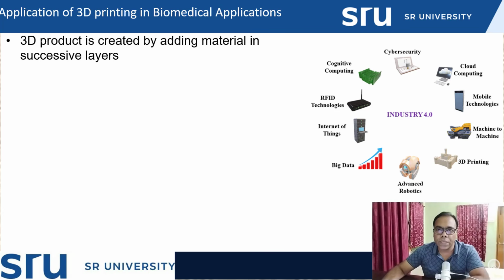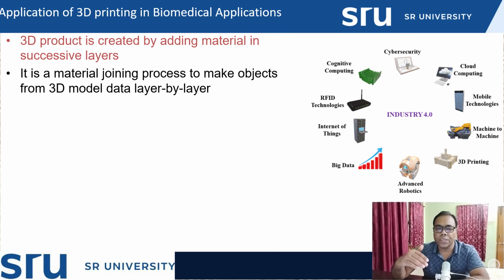So as we know, in the 3D printing process, printing or manufacturing takes place layer upon layer, or in successive layers. The material comes out either from a nozzle or from a powder bed, depending on the technique used for printing, and the material is built up layer upon layer. That's why it is called material added in successive layers.